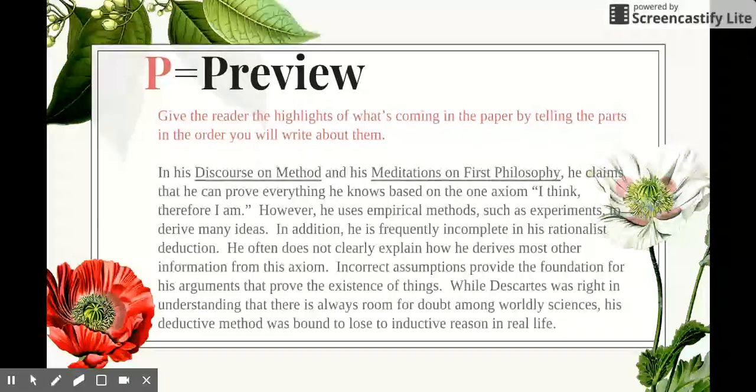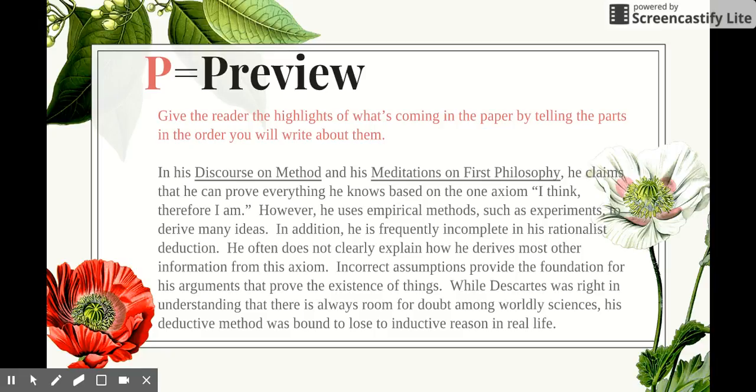Finally, there's the preview. Give the reader the highlights of what's coming in your paper by telling them the parts in the order that you will write about them. Here's an example. In his Discourse on Method and his Meditations on First Philosophy, he claims that he can prove everything he knows based on the one axiom, I think, therefore I am.